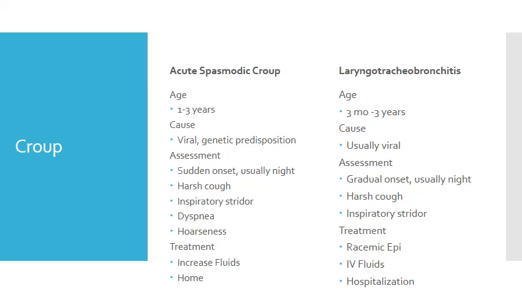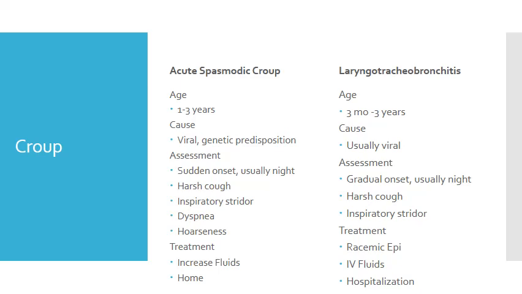Next is croup. So there are 4 different types of croup. We're going to focus on 2. Croup is narrowing of the airway due to mucosal inflammation and edema. Usually croup lasts 3 to 4 days. Usually it's noticed first at night. It's a pretty abrupt onset, and they have that croup, that barking cough. Once you hear it, it's a very familiar sound.